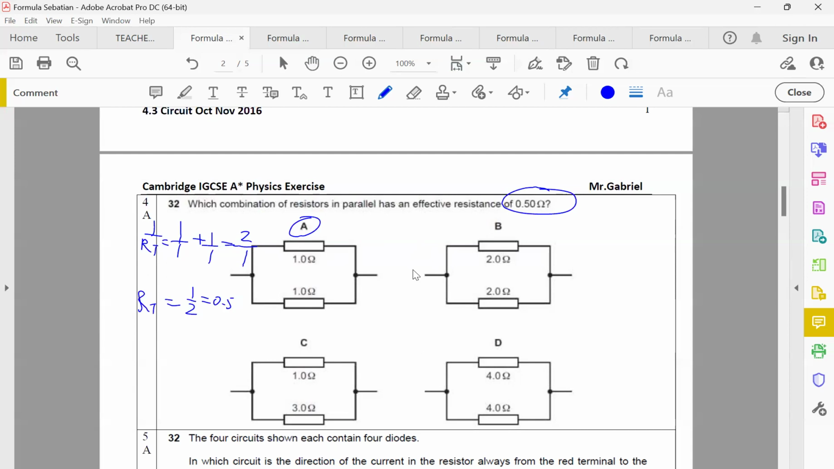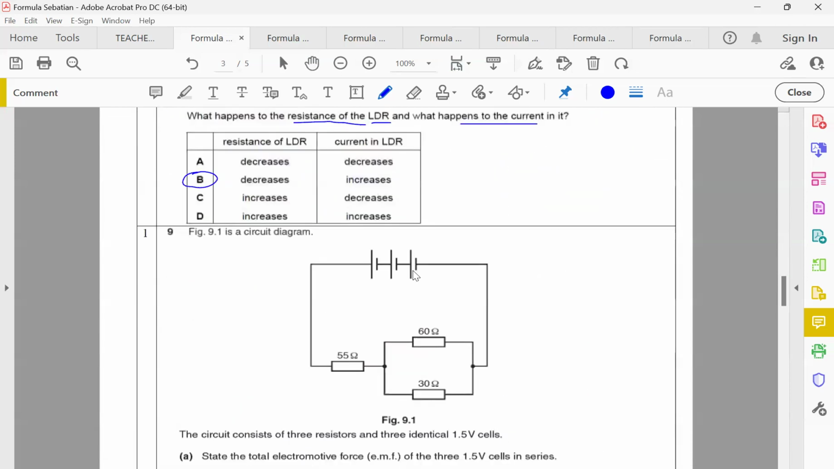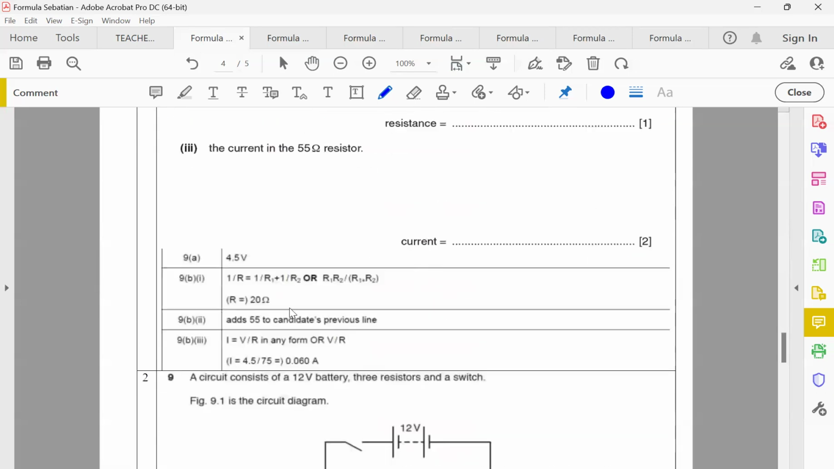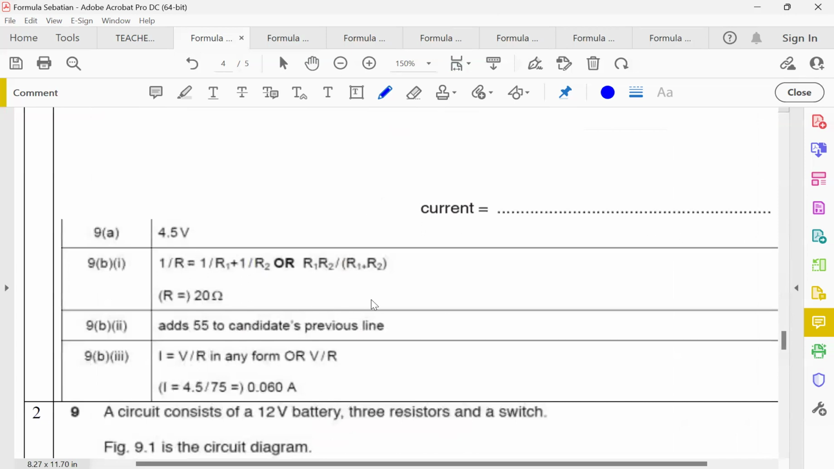Good. Moving on. Check your answers for these ones. If you have anything wrong or you don't know how to do, please make sure you ask again, because once again, this series and parallel circuit chapter is a bit annoying.